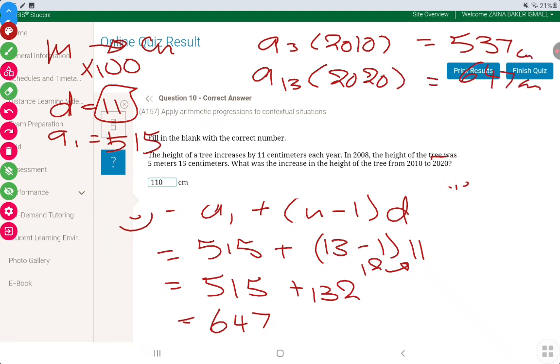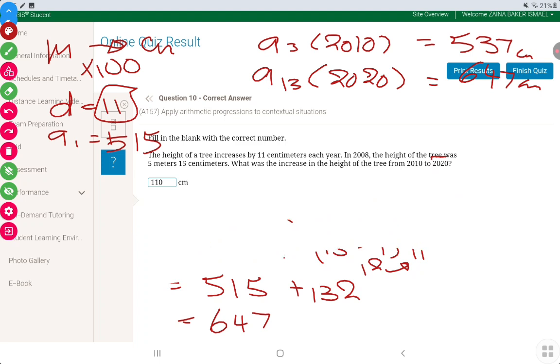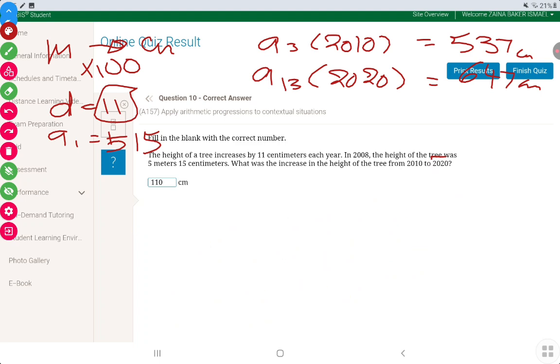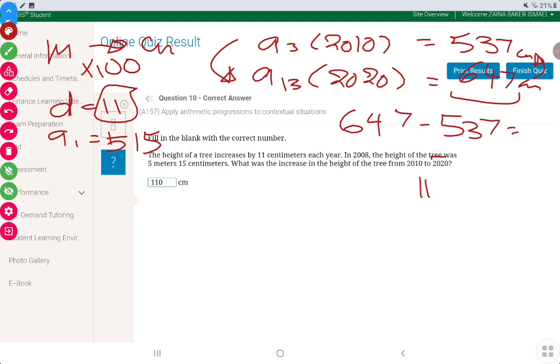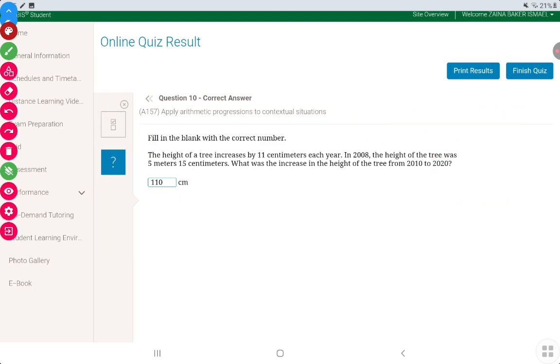So they want the increase in height from 2010 to 2020. So they want to find out how much it increased from here to here. So to find out how much it increased, we subtract 647 minus 537, which is equal to 110 centimeters. So from 2010 to 2020, it increased by 110, which is what the question is asking for. Okay, that was the last question.